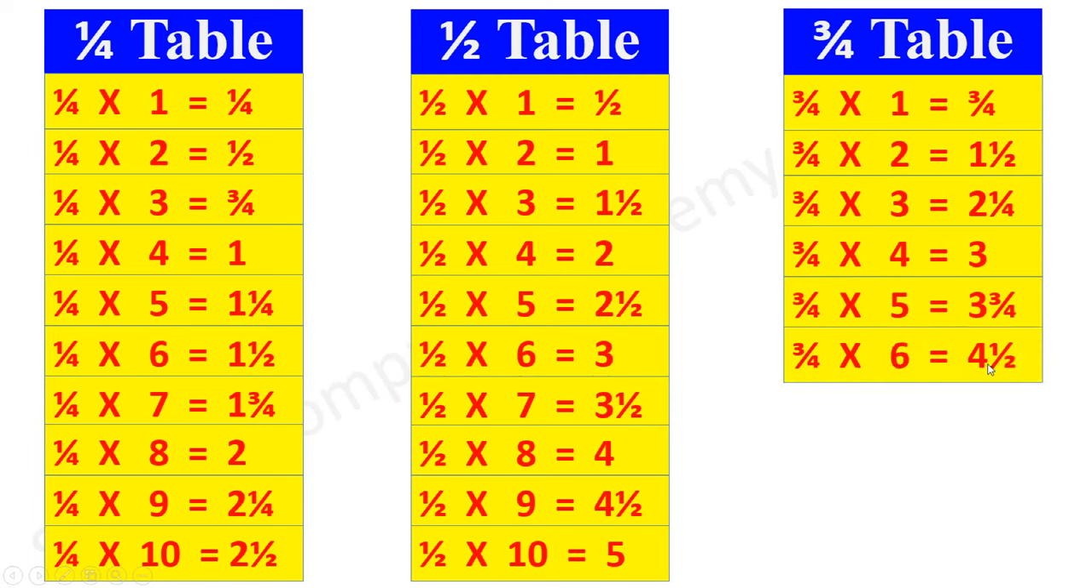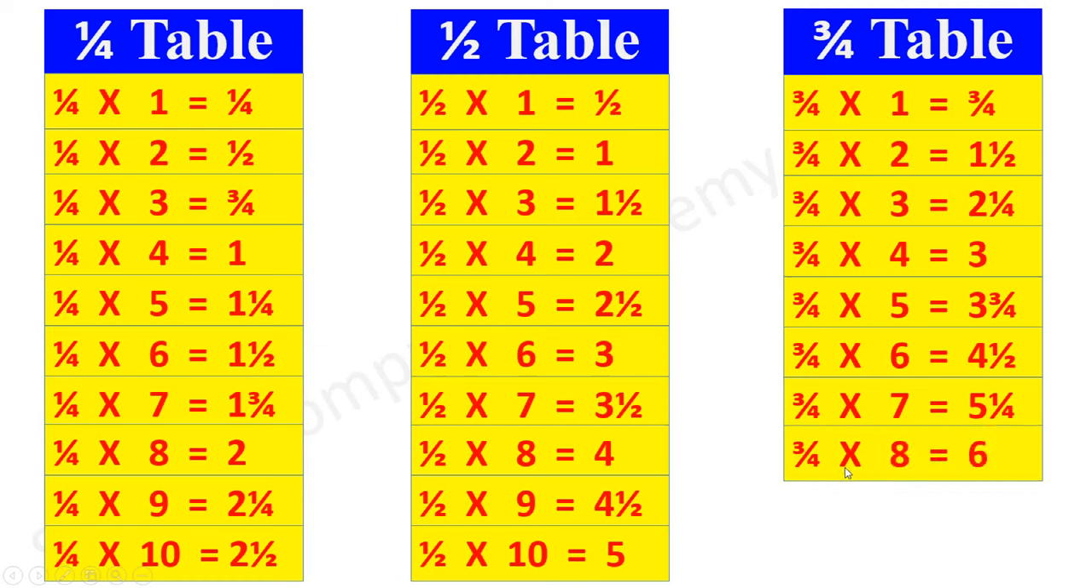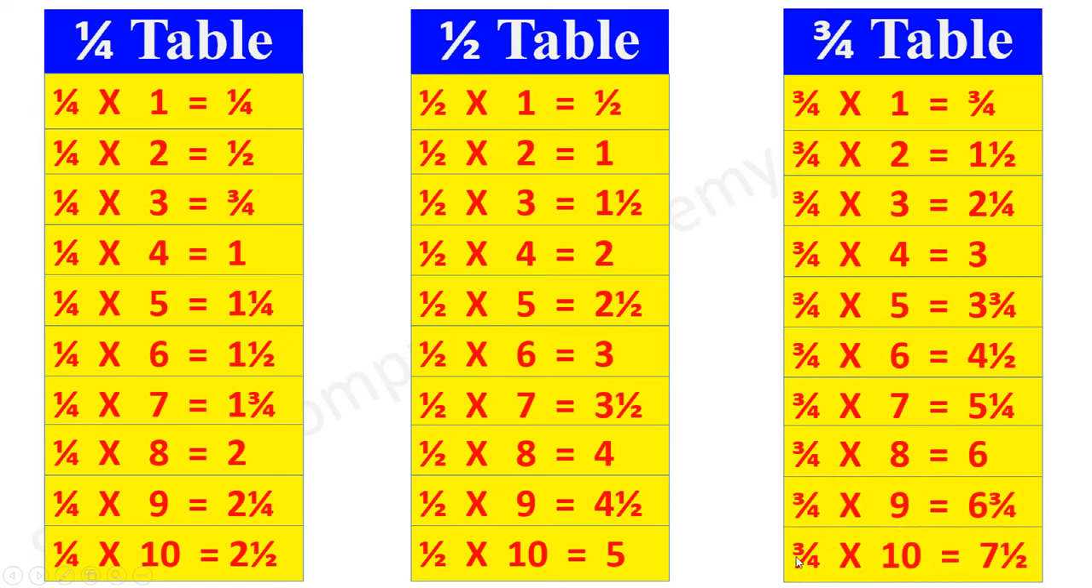3 quarter 6 times 4 and half. 3 quarter 7 times 5 quarter. 3 quarter 8 times 6. 3 quarter 9 times 6 and 3 quarter. 3 quarter 10 times 7 and half.